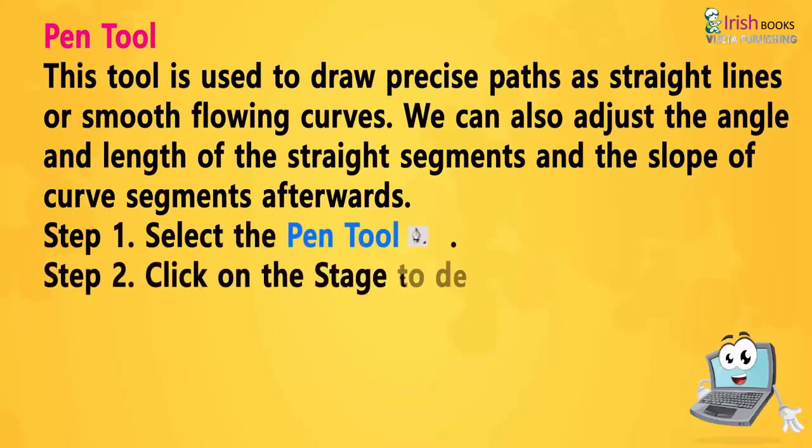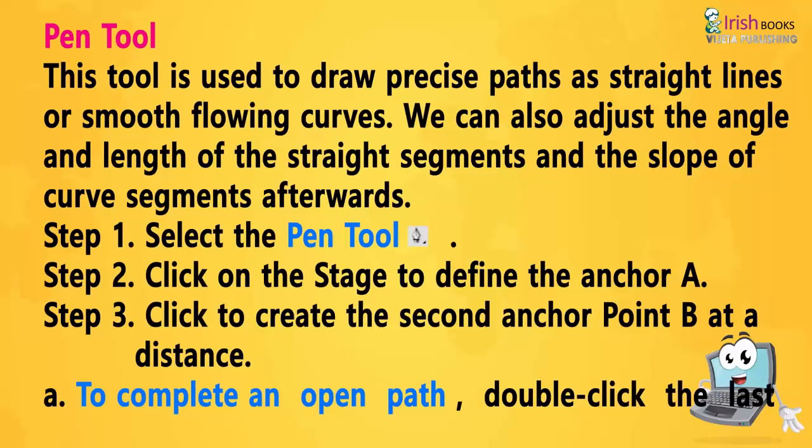Pen tool. This tool is used to draw precise paths as straight lines or smooth flowing curves. We can also adjust the angle and length of the straight segments and the slope of curve segments afterwards. Step 1. Select the pen tool. Step 2. Click on the stage to define the anchor A. Step 3. Click to create a second anchor point B at a distance.